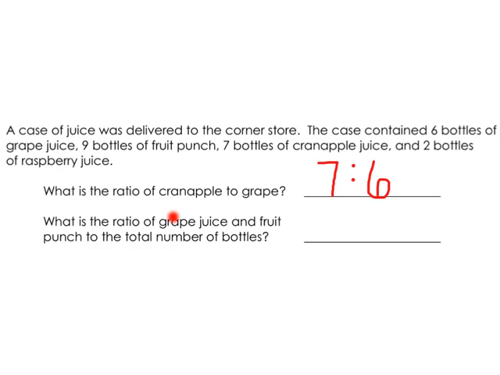The next question says, what is the ratio of grape juice and fruit punch to the total number of bottles? So grape juice, I have 6 grape juice, and 9 fruit punch. So 9 and 6 is 15. To the total number of bottles. So that means I need to add all the bottles. So I have 6 and 9 is 15, and 7 is 22, and 2 more is 24. So I would have the ratio of 15 to 24.